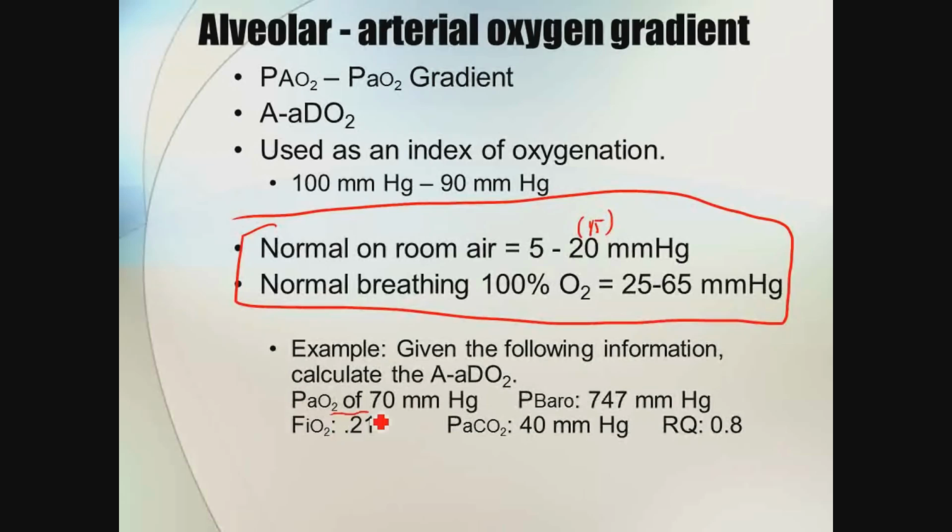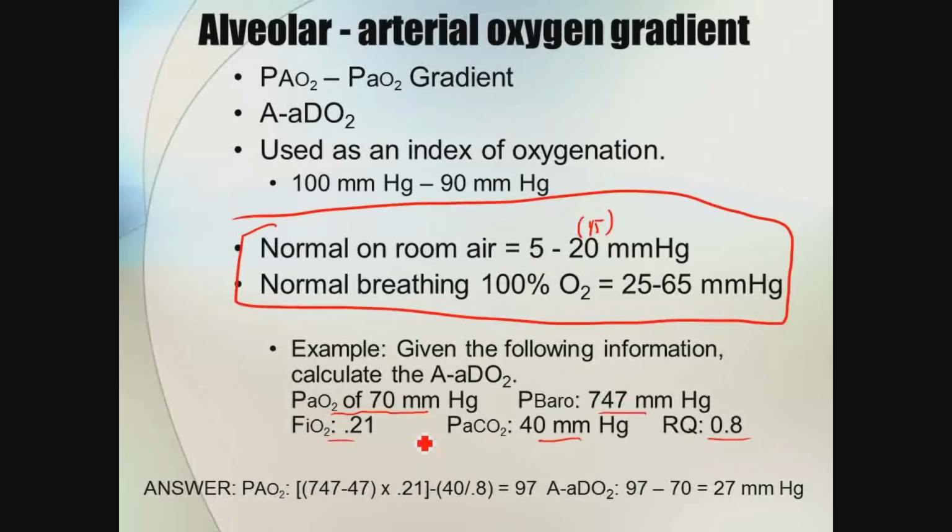My arterial value is 70. I give you a barometric pressure, a PaCO2, an RQ, and FiO2, so we can calculate out what the AA gradient is. And we find that the alveolar value is 97. I then take my 97 minus my 70, and I get 27. Okay? So on room air, we said the normal was somewhere between 5 and 15, 5 and 20. I'm at 27. A little bit elevated. A little bit of a problem.